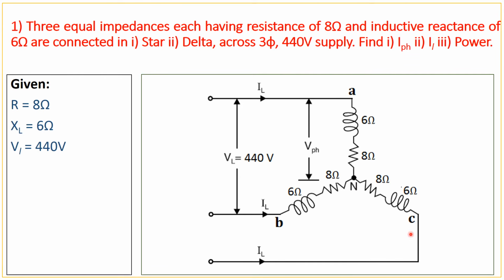So you must draw the circuit diagram as soon as you read the question. Even this carries marks. So you must draw this 6 ohm, 8 ohm, 6 ohm, 8 ohm and 6 ohm, 8 ohm. This is V phase, this is VL, and these three are the IL, and these three are the points A, B, C.